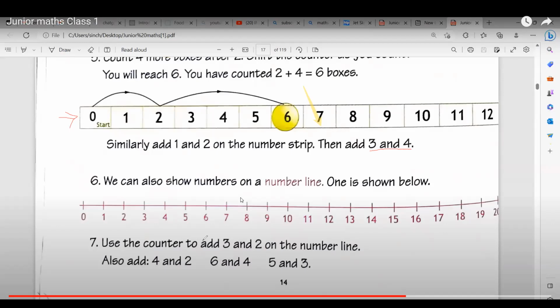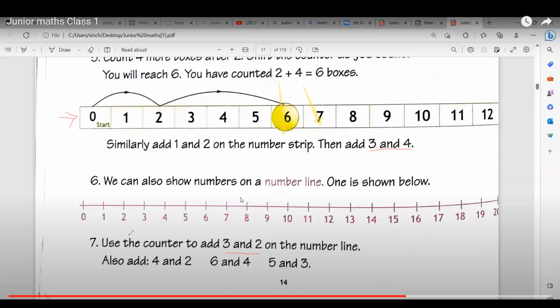Use the counter to add 3 and 2 on the number line. Also add 4 and 2, 6 and 4, 5 and 3. Very good. So add it, beta. Add 3 and 2 and show it on the number line. 4 and 2 is 6. It is 3 and 2, beta, not 4 and 2. Look here. Just 3 and 2. Okay. 3 and 2.